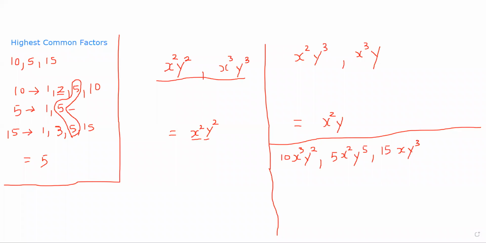So you get 3 here, right? You have a 10x cubed x y squared. You have a 5x squared y raised to the 5th power. And you have a 15x y cubed, right? So find the highest common factor of these 3. Remember, you find the highest common factor of the numbers first. You write it down. Then you find the highest common factor of the x. You write it down. Remember, it's the one with the lowest power. Then you write the highest common factor of the y, the one with the lowest power. And then you put them together and that will be it. So let me know what is your answer.